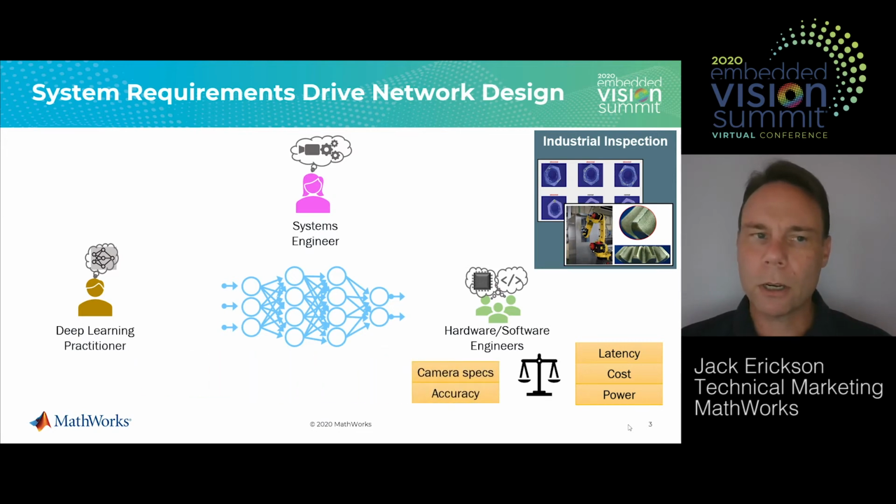With the heavy computational requirements of deep learning, that can be very challenging when it gets to hardware, to trade off those factors against the network's requirements.